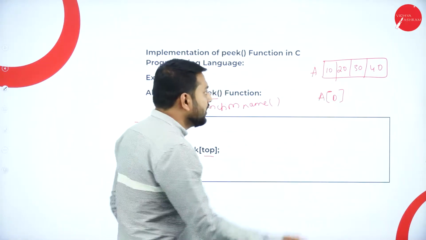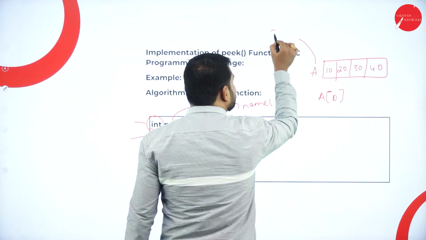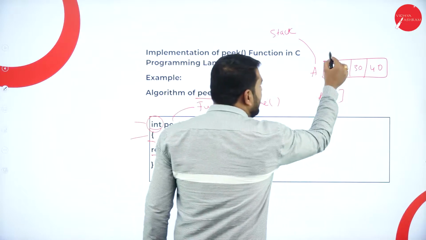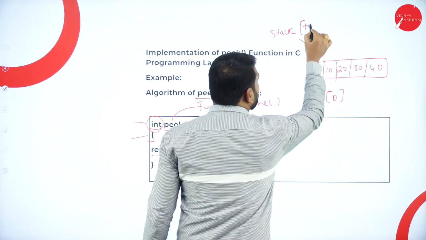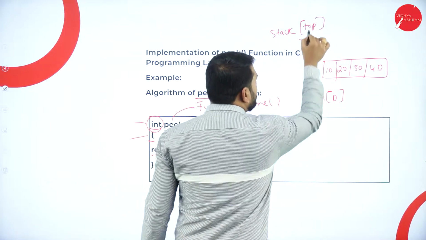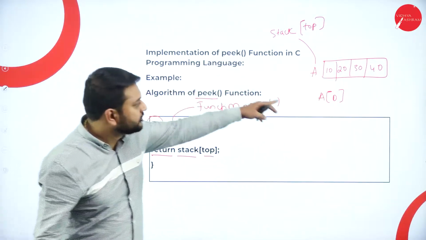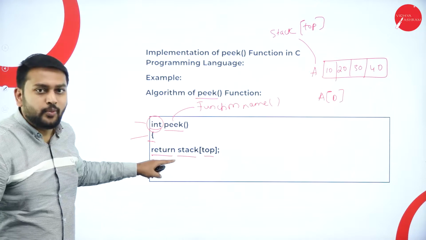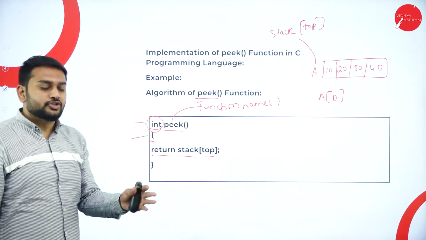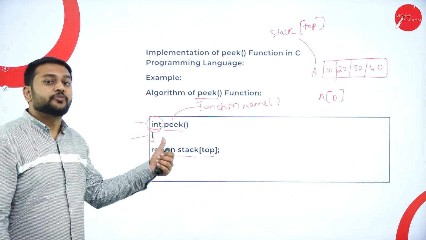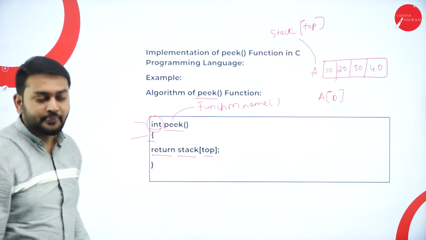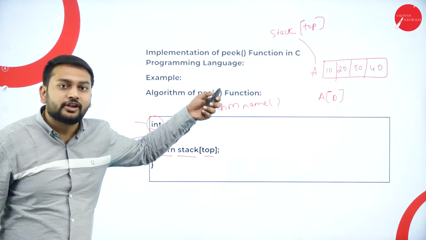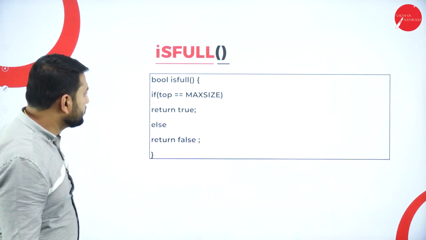In the same way, the name of the stack is stack. The index of the first location we are trying to access is top. Instead of 0, I have top, and instead of A, I have stack. That's it. Hope you understood this. In the same way, if you want to access the top element, you use the peek function. That's what you need to remember here. So hope you understood the peek function to return the top value that you have in the stack. Moving forward to the next one.